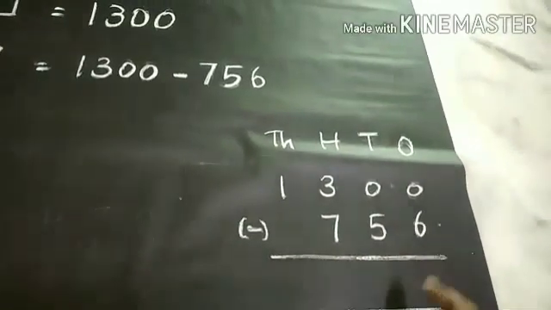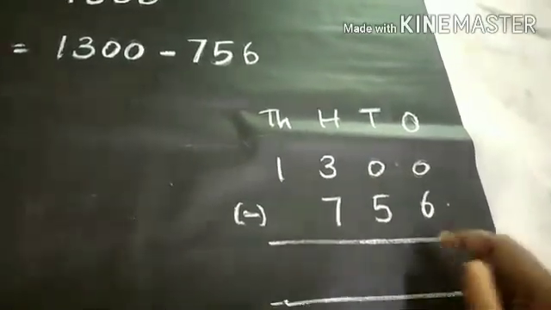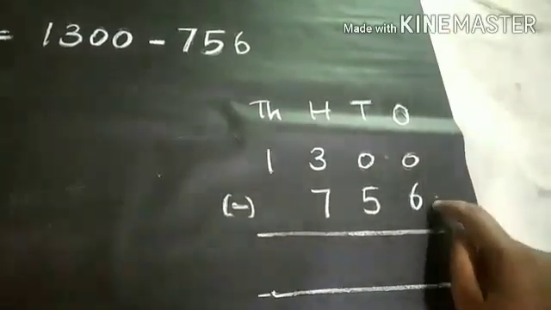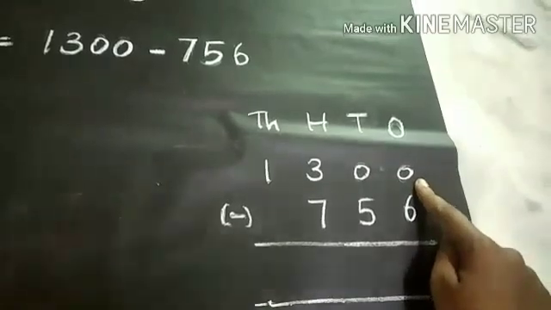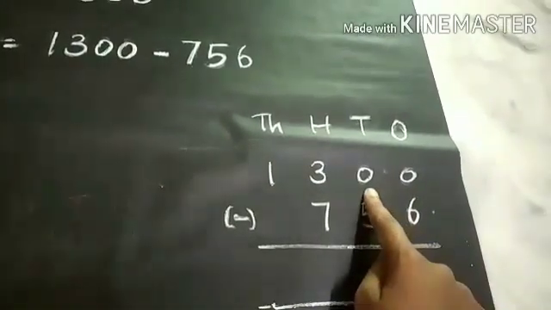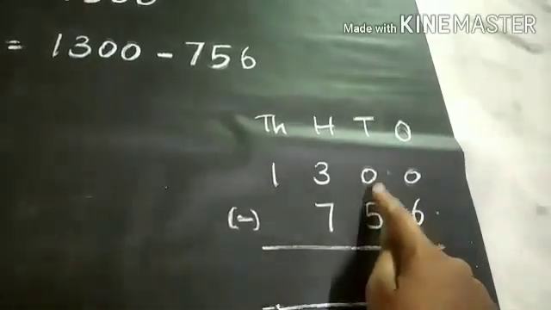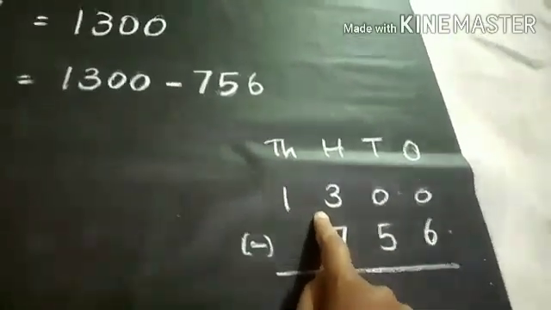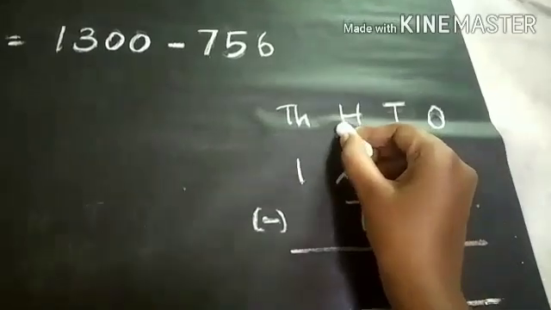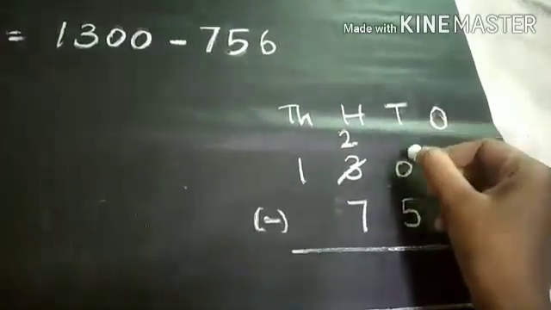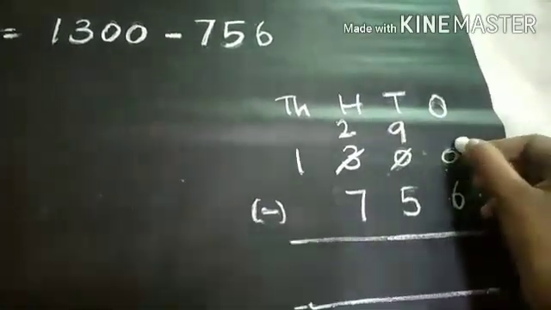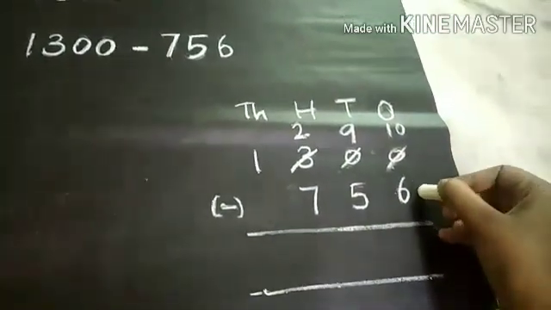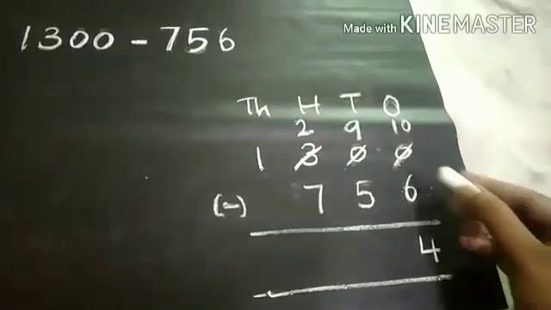Now subtract the number 6 from 0. We can't subtract the number 6 from 0, so borrow from nearby place. The nearest place value is also 0, so we have to borrow from the next place. If we borrow 1 from the hundreds place, the hundreds place becomes 2, 10's place becomes 9, 1's place becomes 10. Now subtract 6 from 10, that is 4.